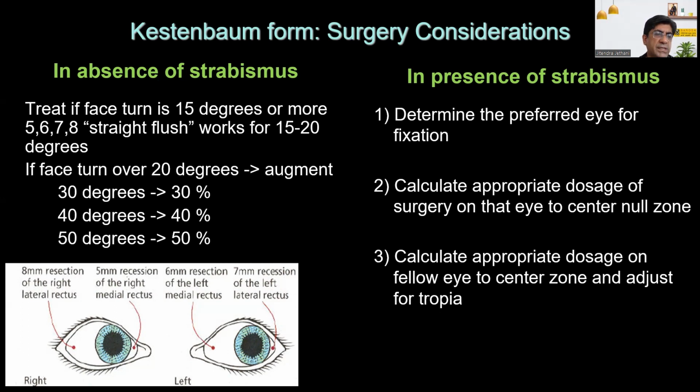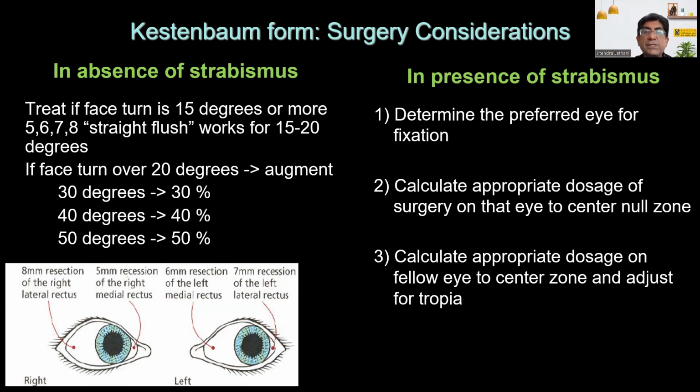And for 20 degrees, you can do 5, 6, 7, and 8. If the face turn is towards the right and the null zone is towards the left, you can do this. And if it is more than 20 degrees, you can keep on adding the numbers depending on the amount of face turn.